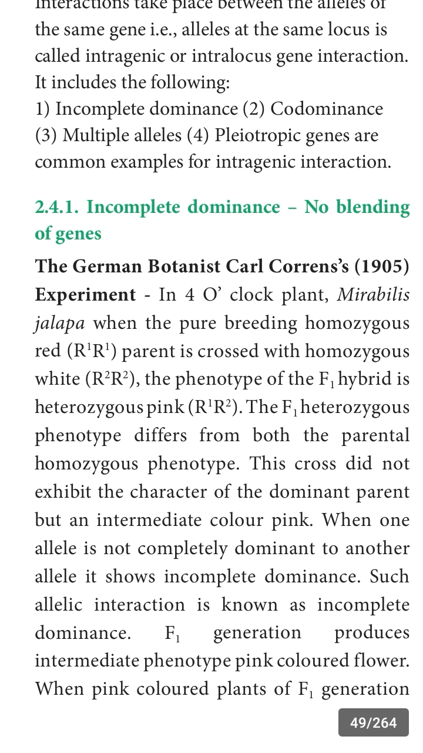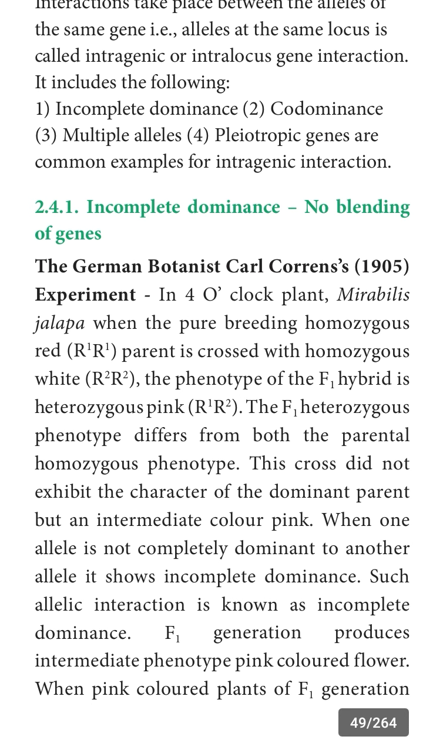And next, the homozygous red, represented as R1R1, is crossed with the homozygous white. Here white is again a dominant parent, so it is represented as R2R2. So both the parent plants are homozygous. The phenotype of the F1 hybrid is heterozygous pink. So when a red Mirabilis jalapa plant is crossed with a white Mirabilis jalapa plant, in the F1 generation, what are we getting? A pink color plant. Okay, so the genotype of the plant is R1R2.